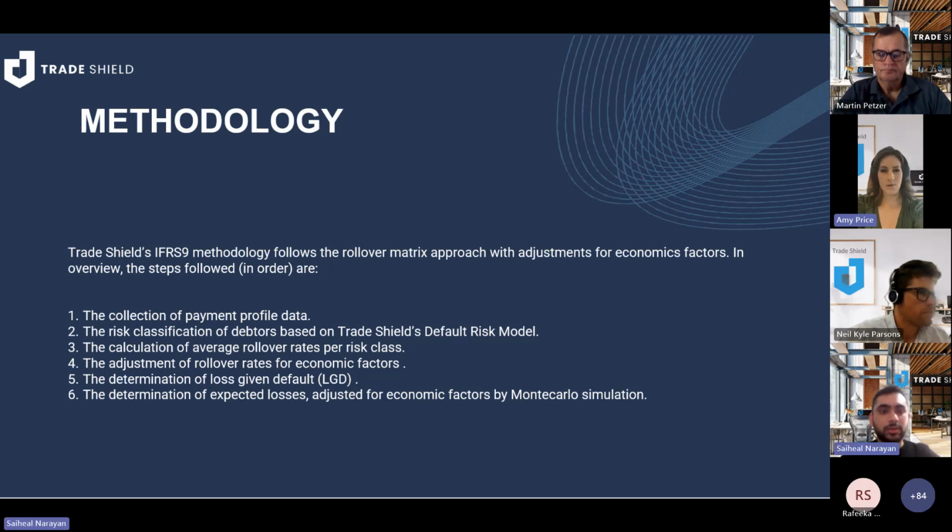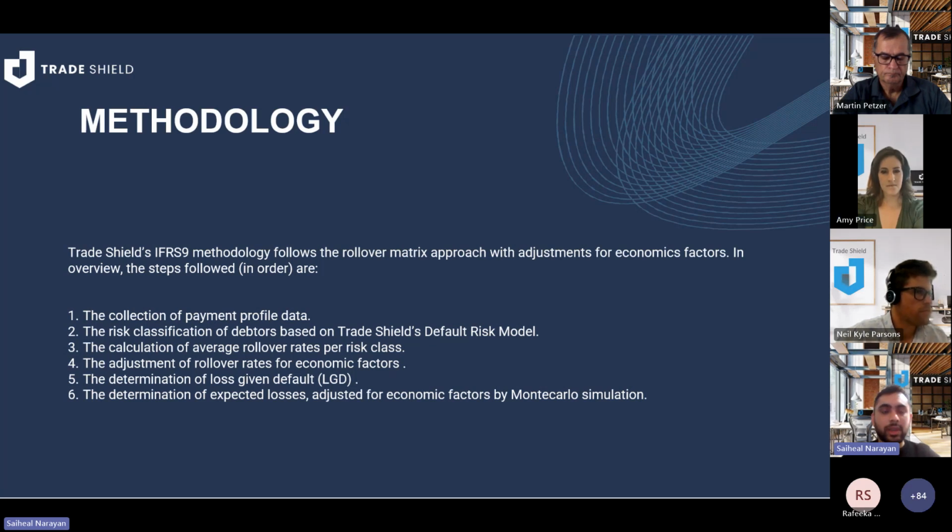Yes, which is leveraging off your own data, I suppose. So we leverage off everyone's data, but you could leverage off your own data as well. Yes, there is a drawback to that because you don't recognize something called SICR. SICR is your significant increase in credit risk.